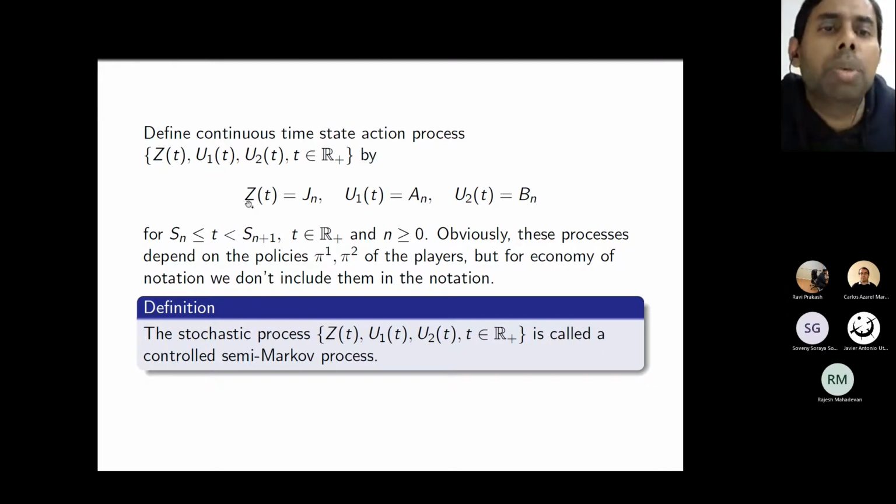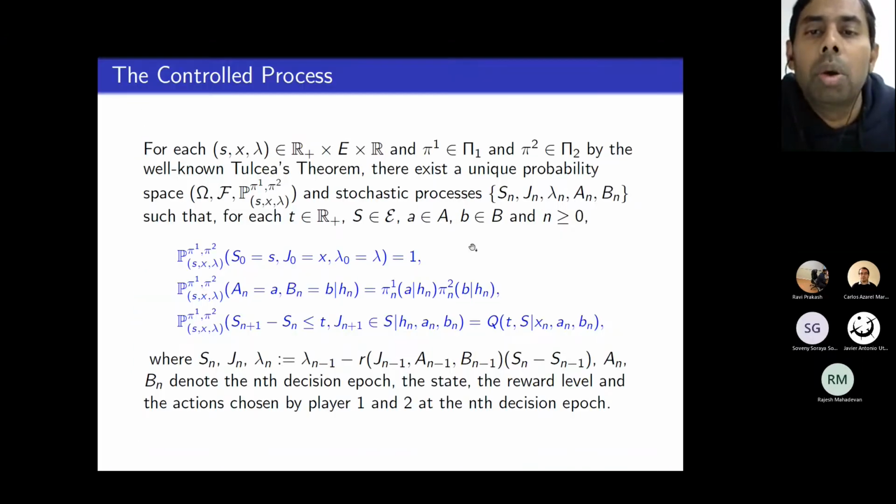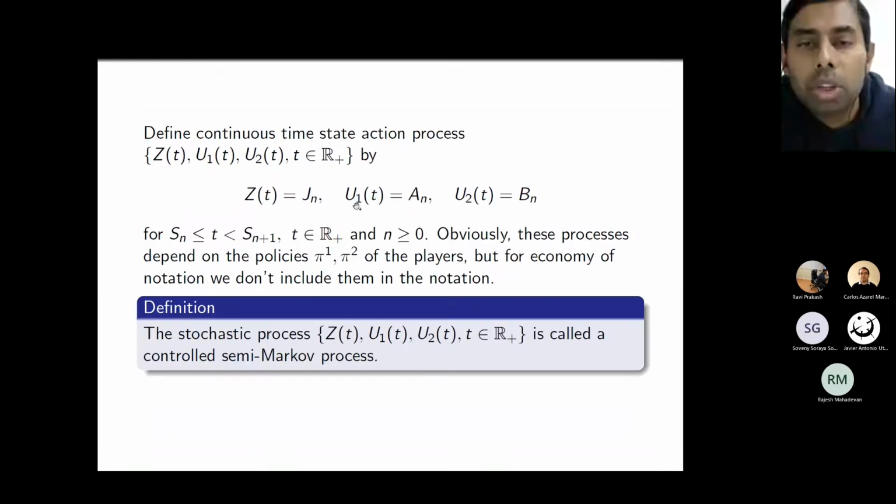So this Zt you define to be this Jn. Remember, Jn was the state after the nth jump. An was the action by player 1 at the nth decision epoch, and Bn was the action by player 2 at the nth decision epoch. And this remains the same in between jumps. Sn is the time of the nth jump, and Sn plus 1 is the time of the n plus 1th jump. So in between, the state and the actions remain the same. So it's a pure jump process, and this gives you a continuous time process.